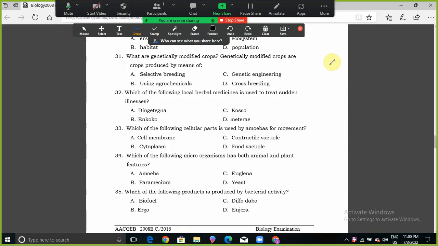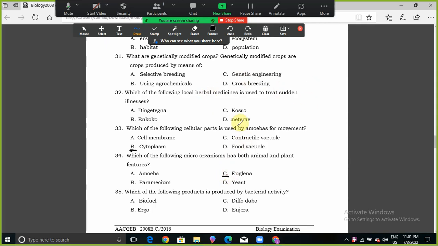Now question number 33 says which of the following cellular parts is used by amoebas for movement? It is the cytoplasm. Okay. Now, in question number 34, which of the following microorganisms has both animal and plant features? Amoeba, Paramecium, Euglena, or yes, the answer is Euglena. It has both animal and plant features.